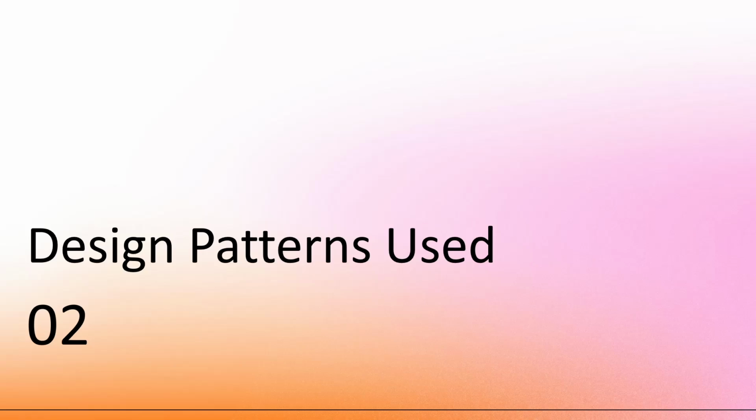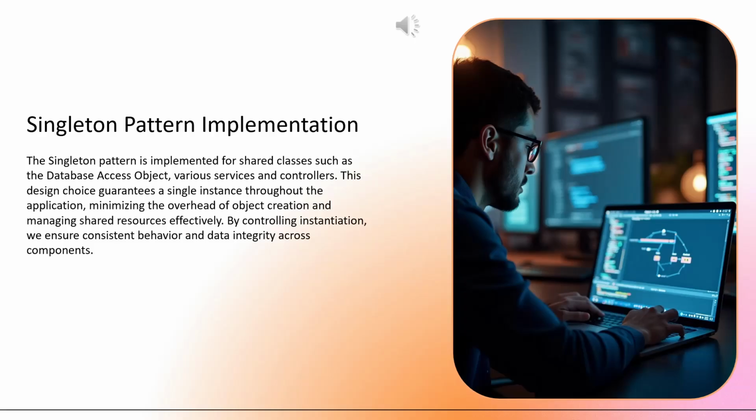Next is our design patterns. So this slide explains how we use the singleton pattern in our app. That means that we only create one copy of certain important classes, like our database access object or any controllers that we make. By doing this, we make sure that every part of the app shares the same resources, which saves memory and makes things run smoother.